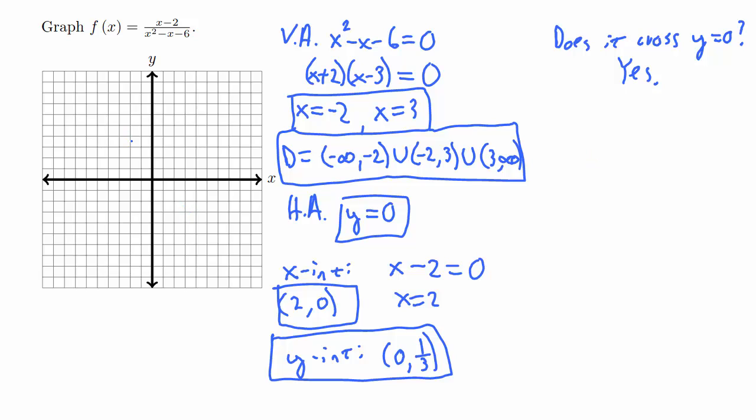Fantastic. Let's graph everything. Well, the vertical asymptotes are x equals negative 2 and then x equals 3. There's x equals 3, fantastic. And then you're going to graph the horizontal asymptote of y equals 0. I'm not sure if you can see that. There we go, that's better.